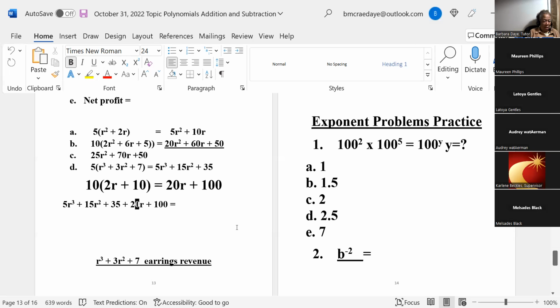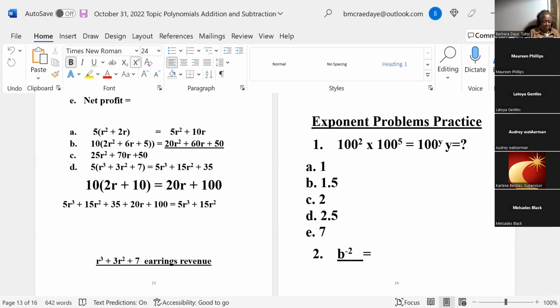You're only adding like terms. So what would go here? What would be the first one? Put it in standard order. In other words, highest power to lowest. So what would go here? 5R to the third. That's right, 5R to the third power. So that goes there. What's the next highest power? 15R to the second power. That's right, plus 15R to the second power.